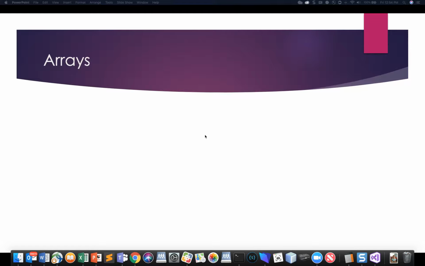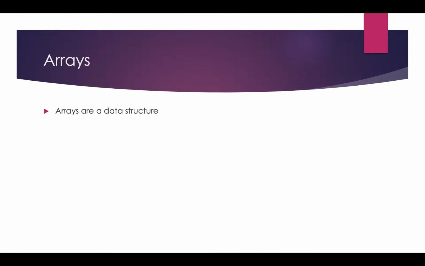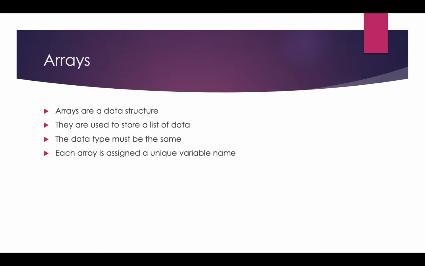Welcome to this lesson on arrays in C#. Arrays are a data structure. They're used to store a list of data. When using arrays, all the data must be of the same data type. For example, they must all be integers, they must all be strings, they must all be characters.